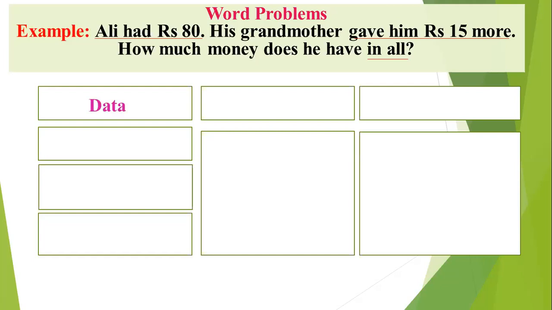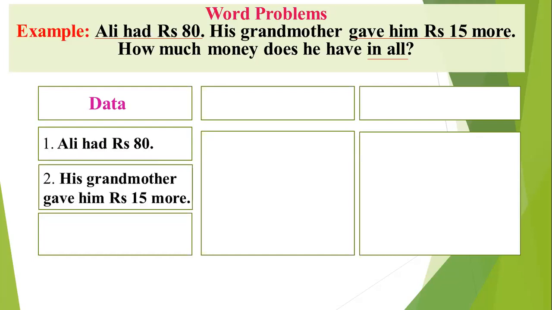Let's write down the data. We will read the question and we will write down the data over here. Ali had 80 rupees. His grandmother gave him 15 rupees more. How much money does he have in all? We have to find it out, so we have put the question mark.